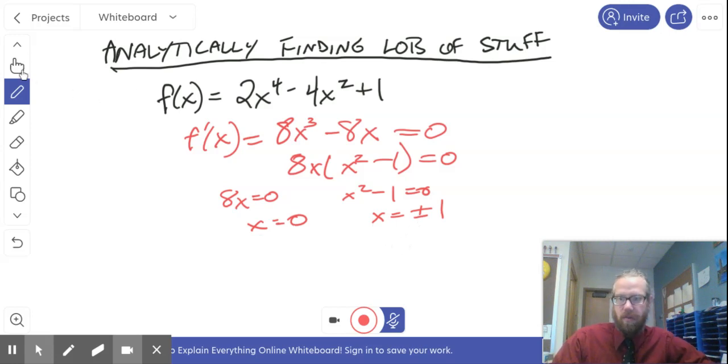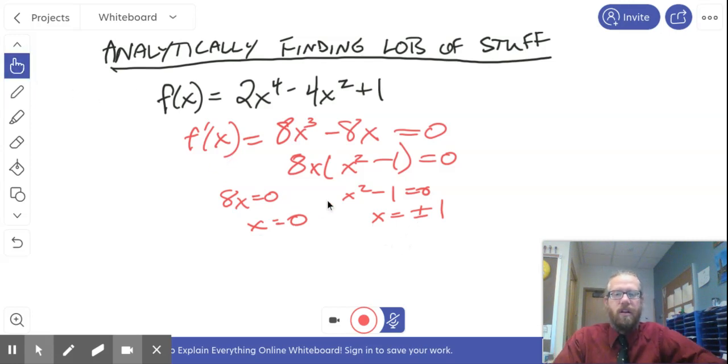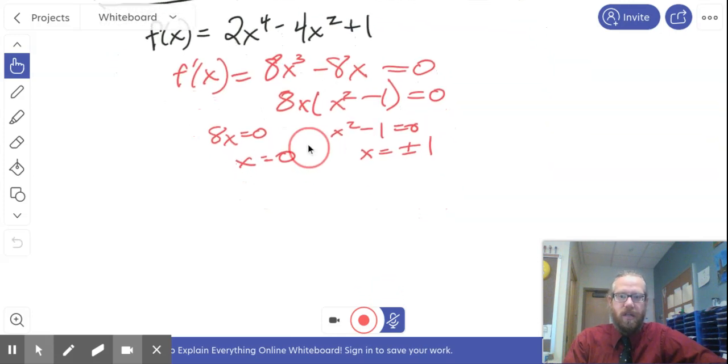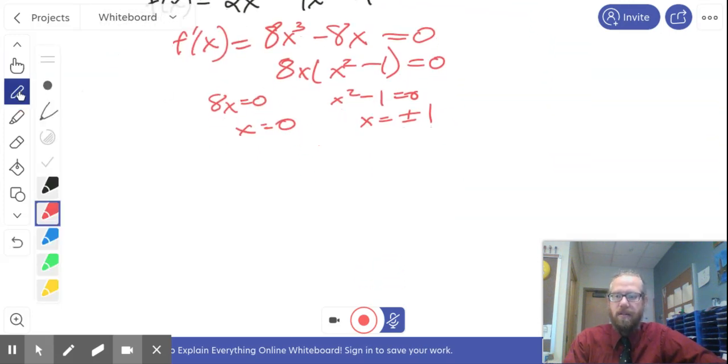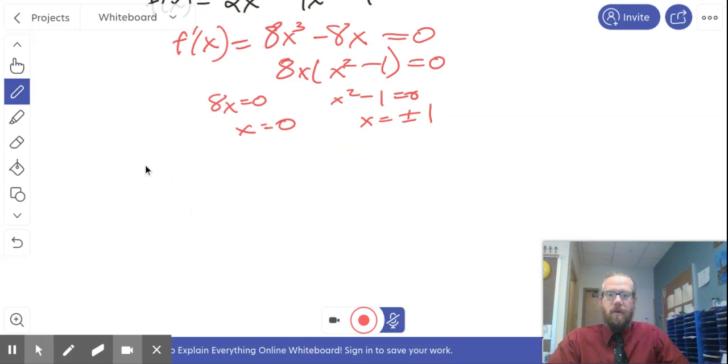Now, the next thing we did when we're dealing with just our critical values and our increasing and decreasing was I set these up on a number line. So I'm going to do that again. Set up my number line. I'll be looking at them in numerical order. I've got negative 1 and 0 and 1.